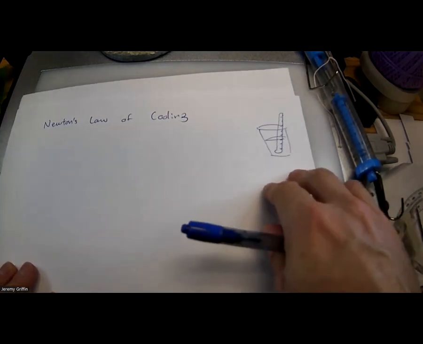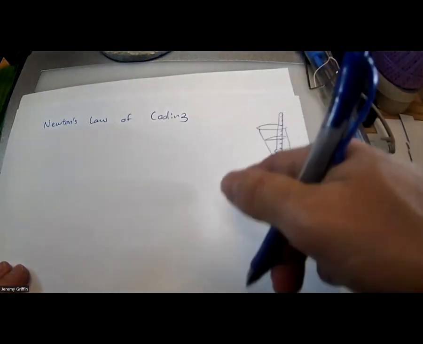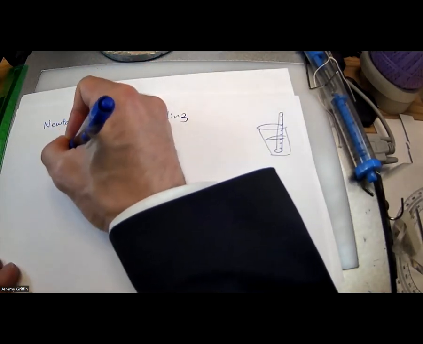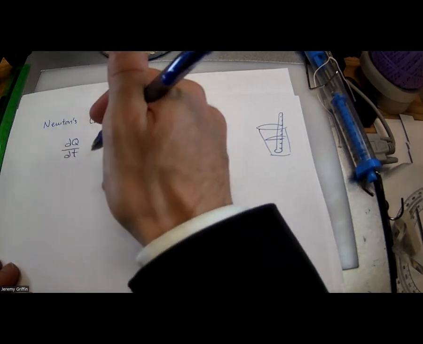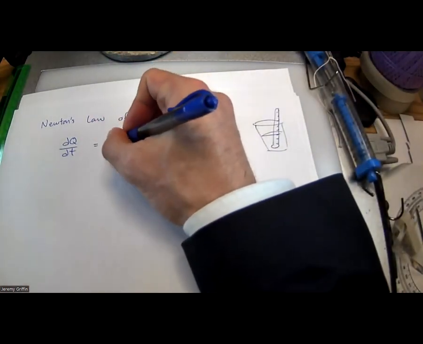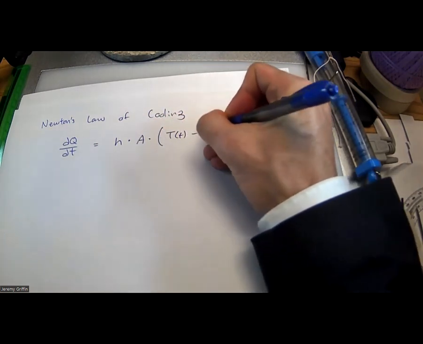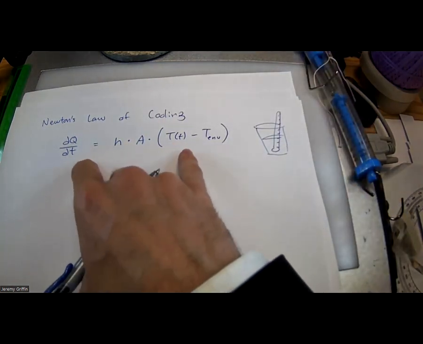Now, for Newton's law of cooling, what I'm going to capture is the rate of change of heat energy, say, leaving that hot cup of water. Well, it goes like this: the rate of change of heat energy. This is kind of a calculus type notation. So the change in heat energy per unit time is equal to this formula right here. So what is each of these variables?